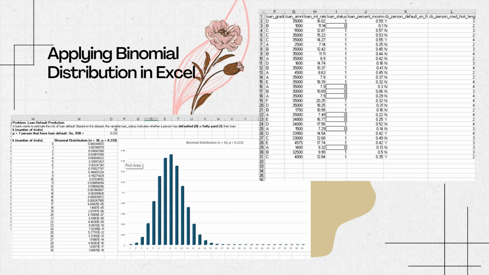Applying binomial distribution in Excel. We used Excel to apply the binomial distribution formula. First, we input the data and set the number of trials to 30 with a probability of 0.233. Excel calculated the probabilities for different numbers of defaults, and we visualized the results in a bar chart. This helps us clearly see the most likely number of defaults among 30 applicants.